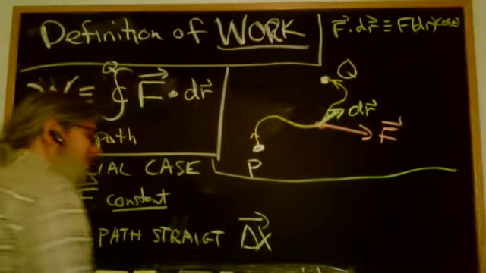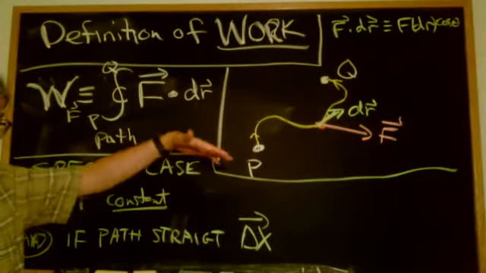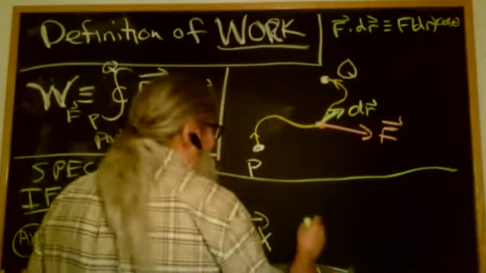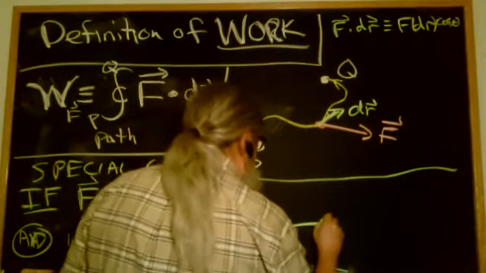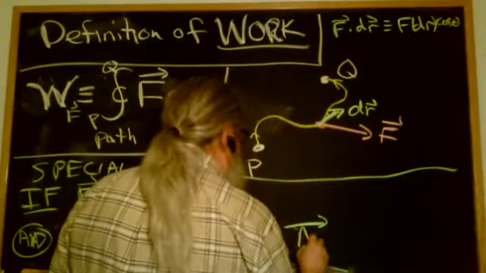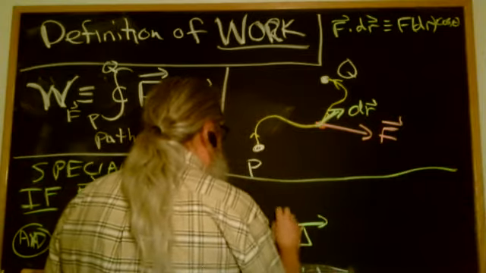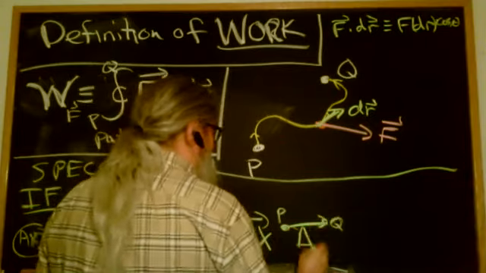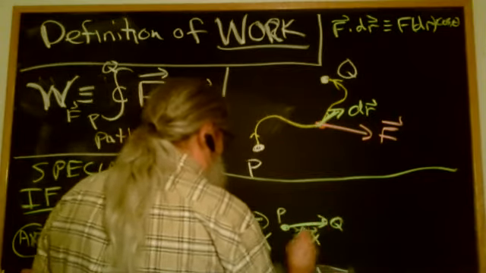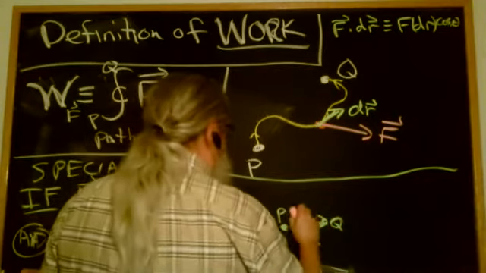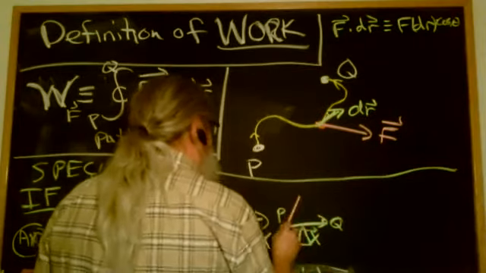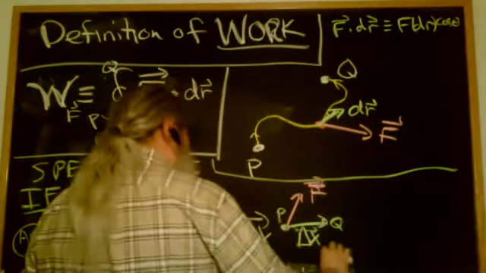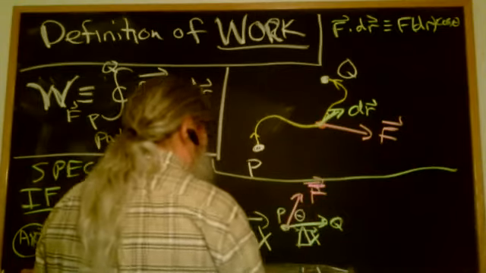I'll label that delta x. It doesn't need to be x necessarily. It's just a particularly straight path. So I'm going to draw that. You could imagine a vector. This is the path, and I'm representing the path going from P to Q as a little vector that goes from here to here, and I'll label that vector delta x. And I've got some force F, corresponding to a fixed and constant force, and there's some angle theta.